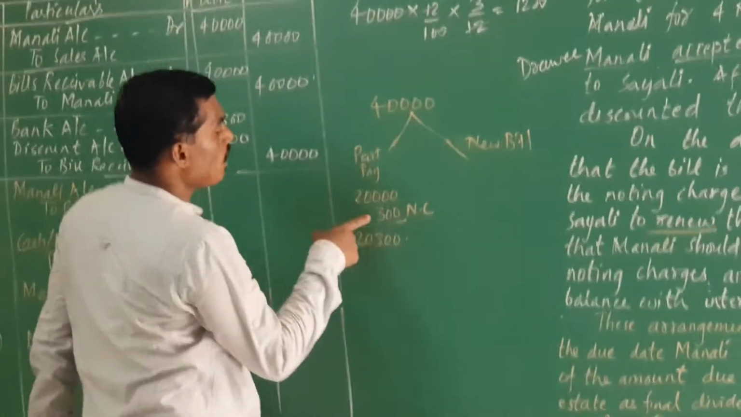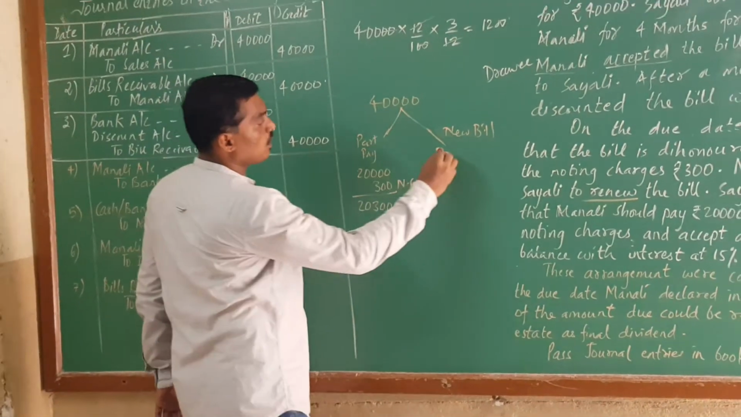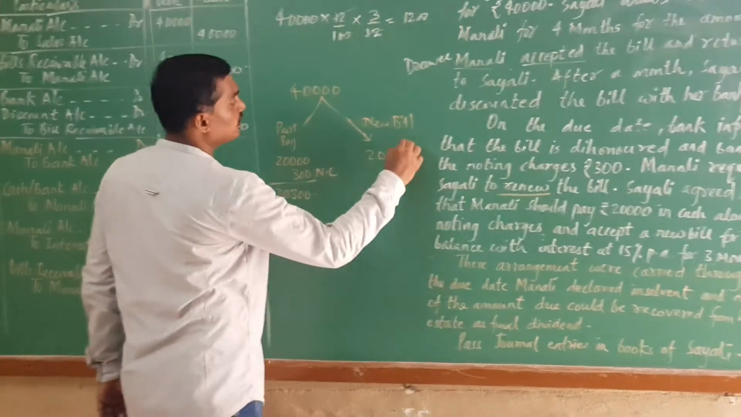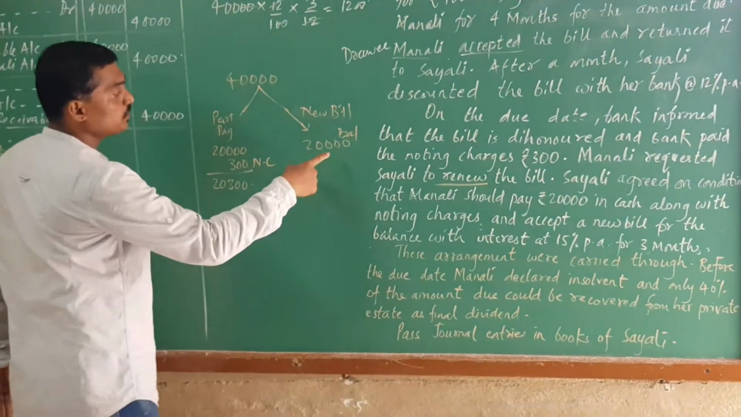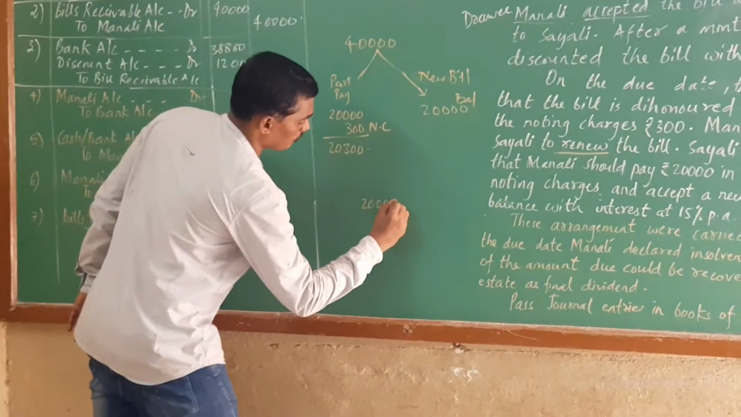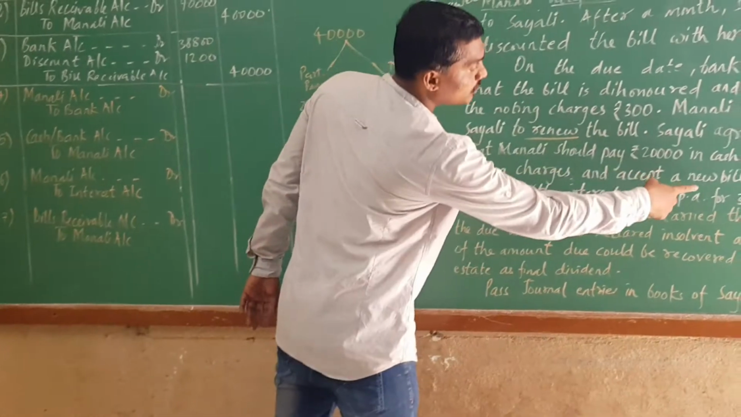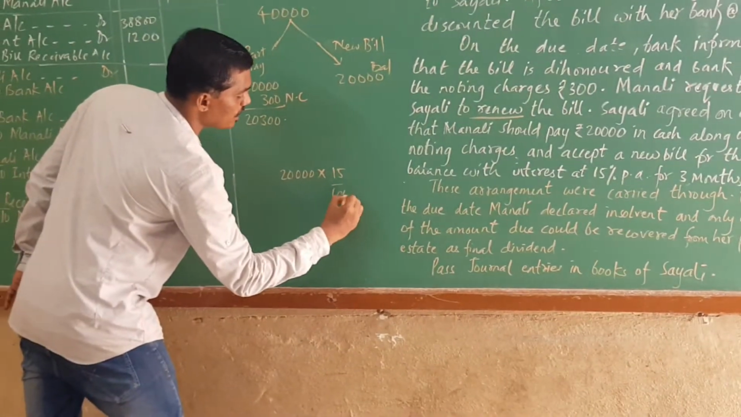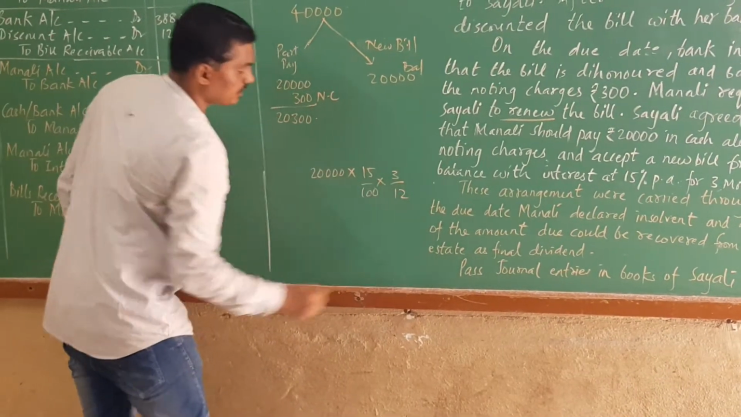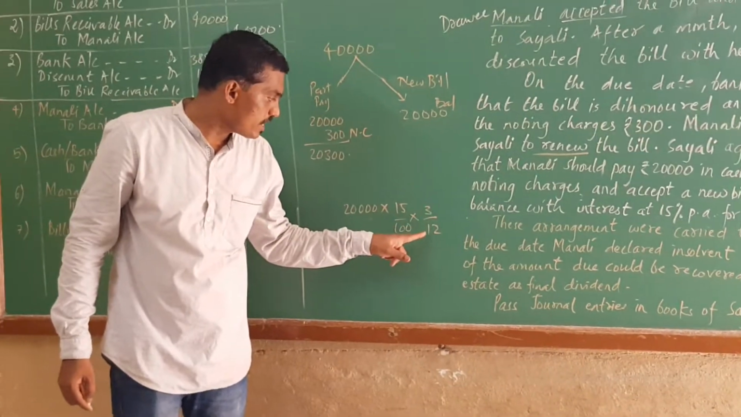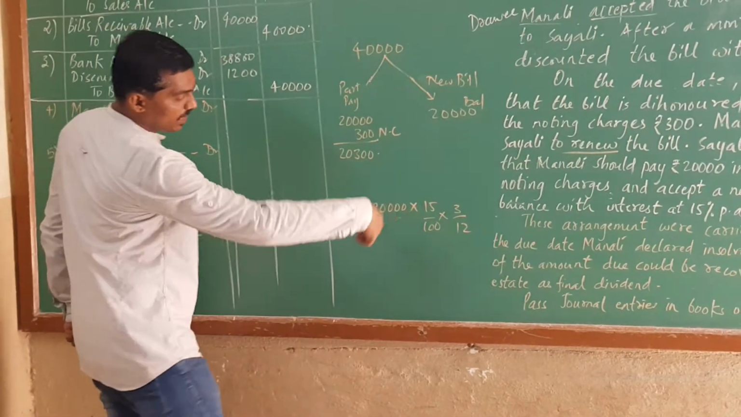So interest is 15% per annum for 3 months. The balance is 40,000, she has paid 20,000, so the remaining balance is 20,000. She has to pay interest along with the balance. So balance amount is 20,000, rate of interest 15% for 3 months. 20,000 into 15 upon 100, into 3 upon 12. So that is the calculation.